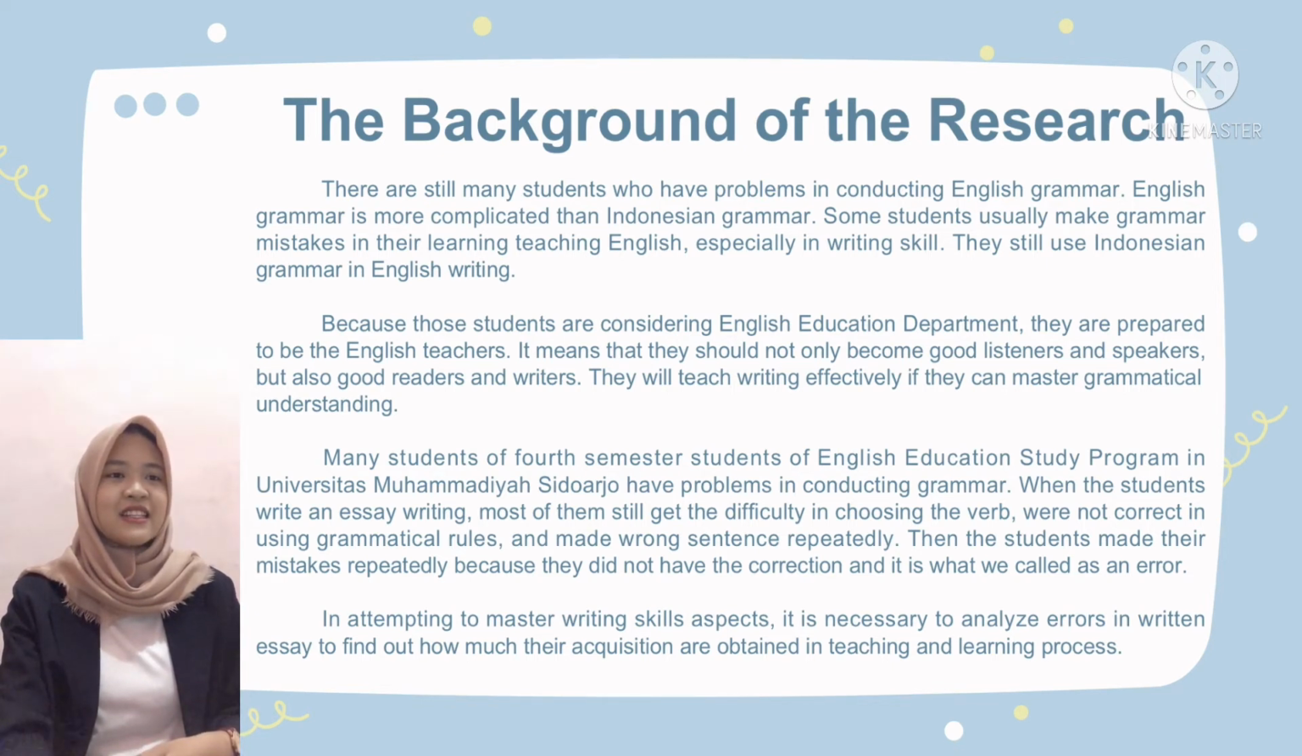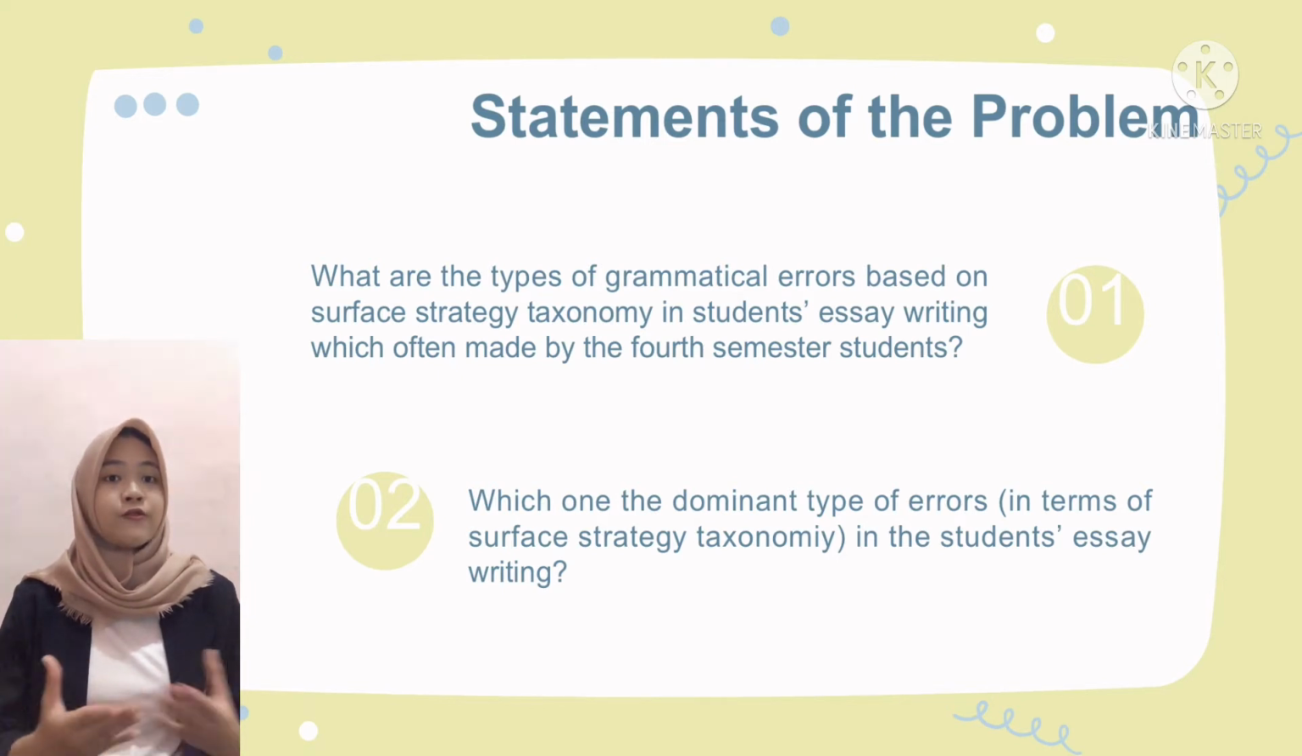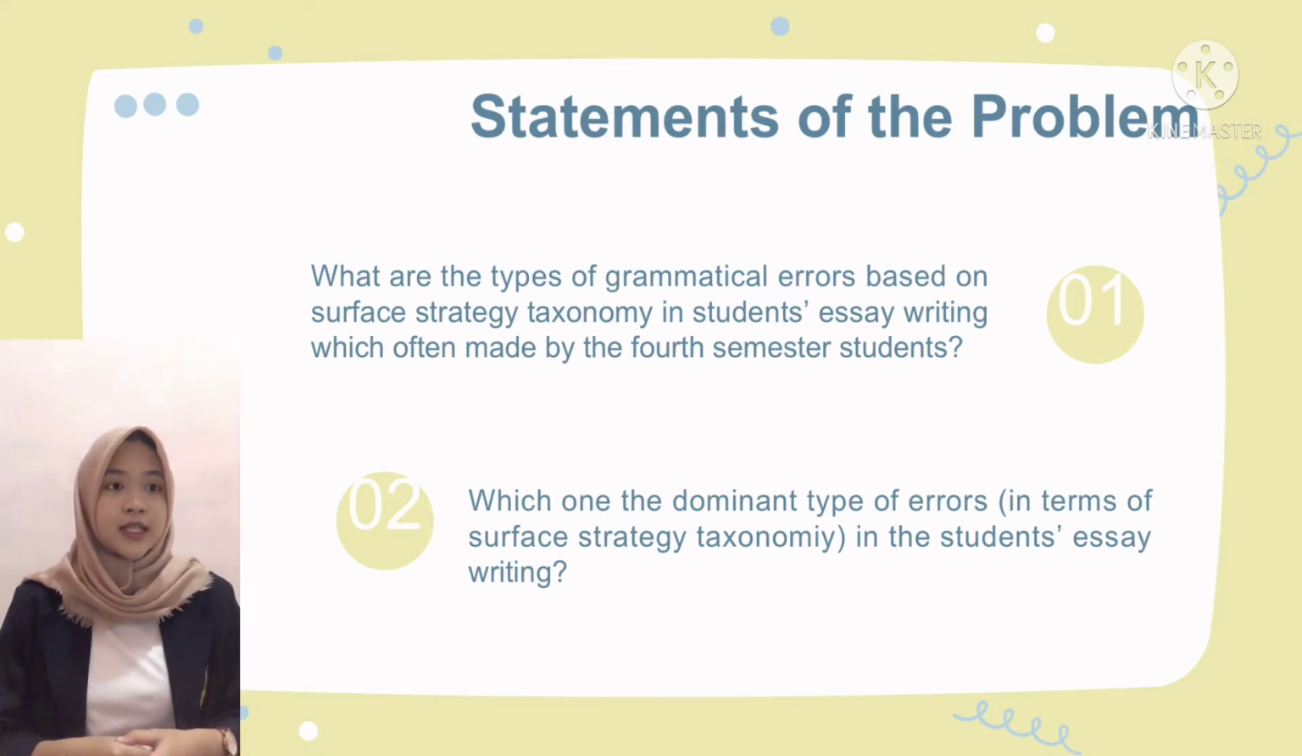Okay, let's go on to the statement of problems. Based on the background that I have explained just now, there are two problem statements in this paper. The first one is what are the types of grammatical errors based on surface strategy taxonomy in students' essay writing, which are often made by the 4th semester students. And the second one is which one is the dominant type of errors in terms of surface strategy taxonomy in the students' essay writing.